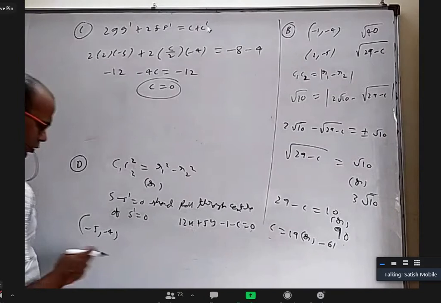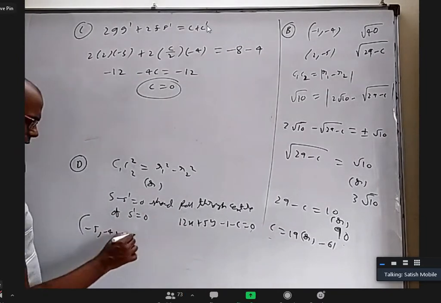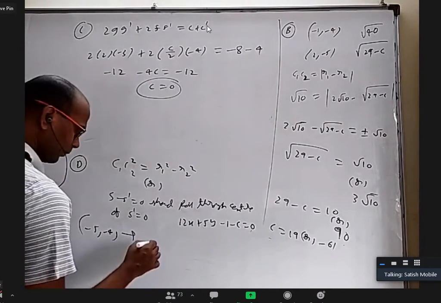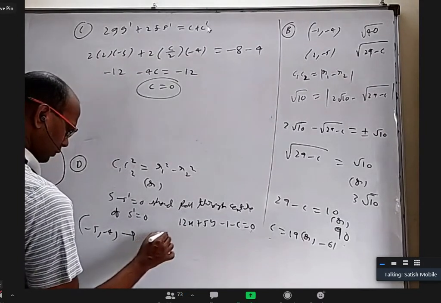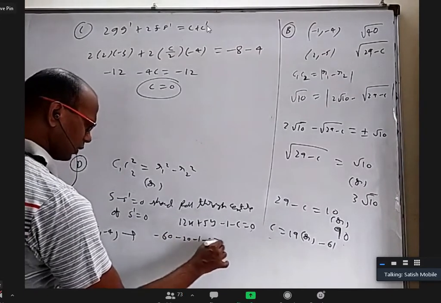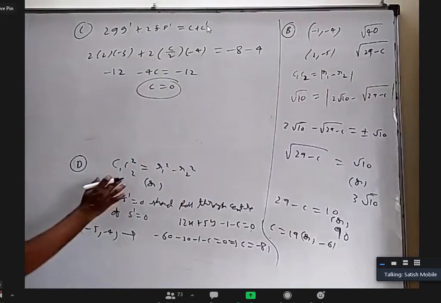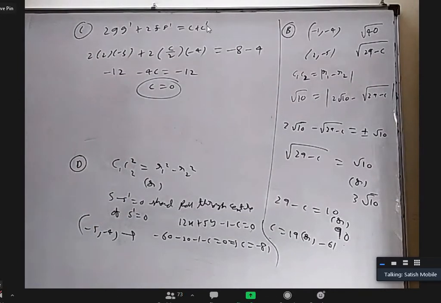When I subtract these two, this is a common chord. It should pass through the center of the circle which is getting bisected, which is this. When I substitute, I will get minus 60, minus 20, minus 1, minus C equal to 0. That is C equal to minus 81. I can also use C1C2 square, but I don't know what the centers are. One center is (-5, -4). What is the other center?